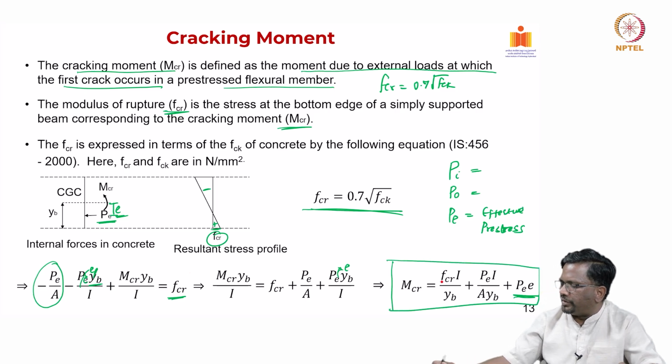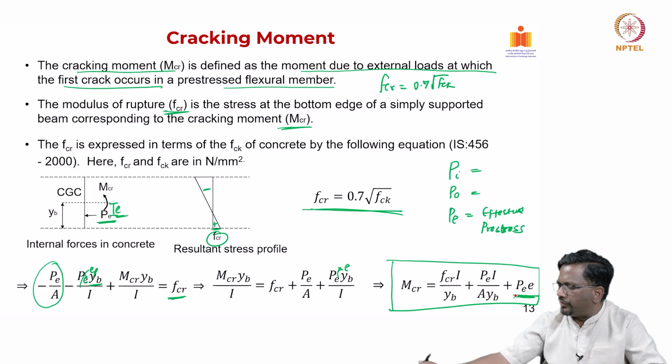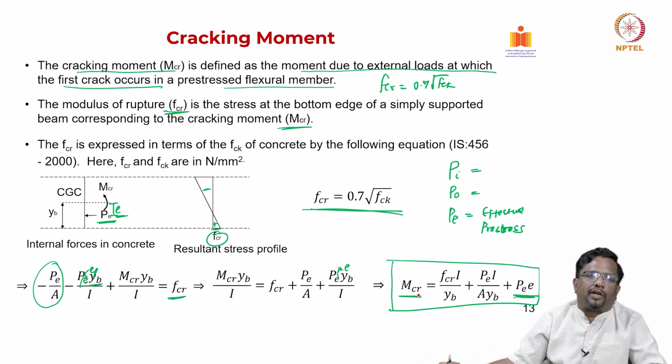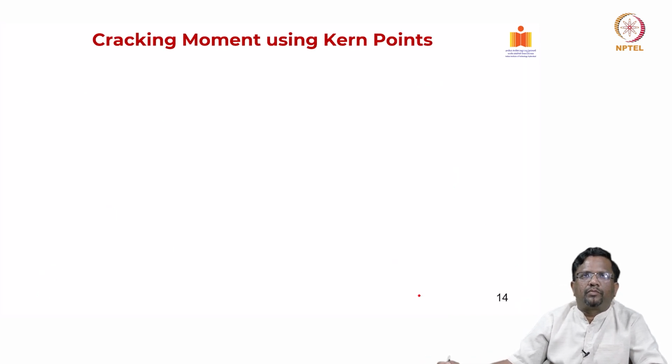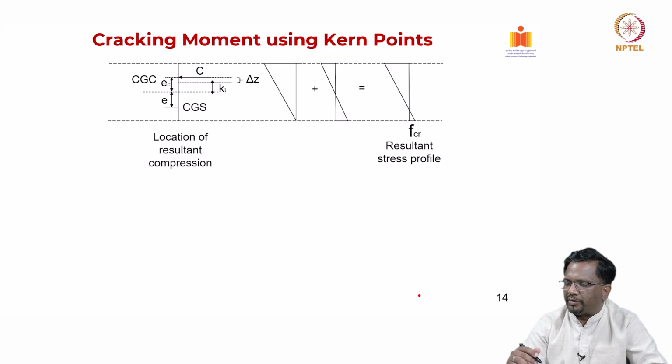So, we have already seen that we know the section properties, I know yb, I, A and so on, and if I know the effective prestressing force and the location of my prestressing force, I can calculate my cracking moment, which we have done. Now, how to get this cracking moment just using kern points? That is what we are trying to see.